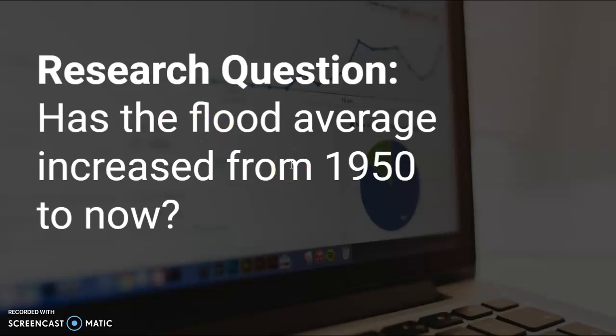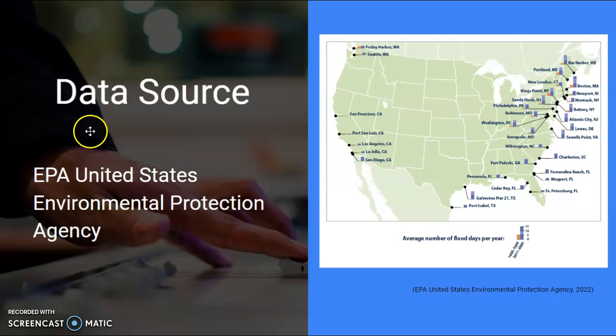For my research question, I picked: has the flood average increased from 1950 to now? My data source was the EPA, United States Environmental Protection Agency. This is a map taken directly from their website, so it's showing all the cities that were the data source for this study.